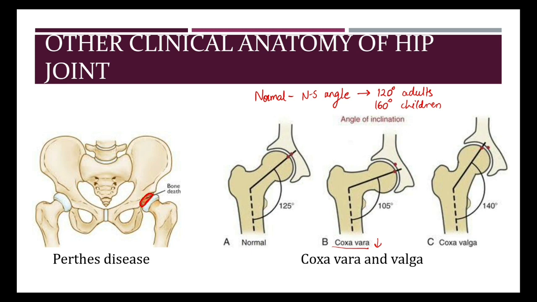If the angle is increased, then it is coxa valga. There is increase in the angle. So 125, say it is increased to 140. This coxa valga occurs when there is, let's say, congenital dislocation of the hip joint. Now this may result from Perthes disease, softening of the neck due to rickets.